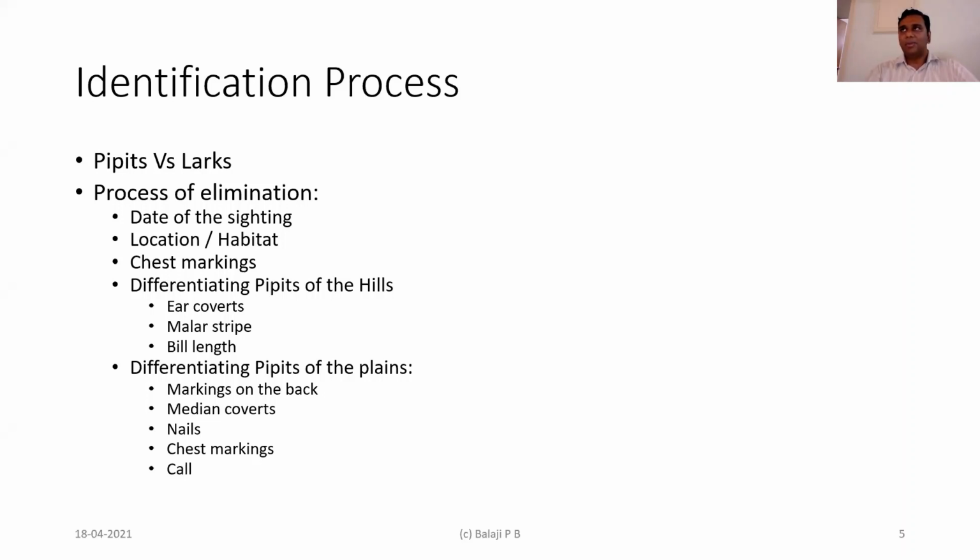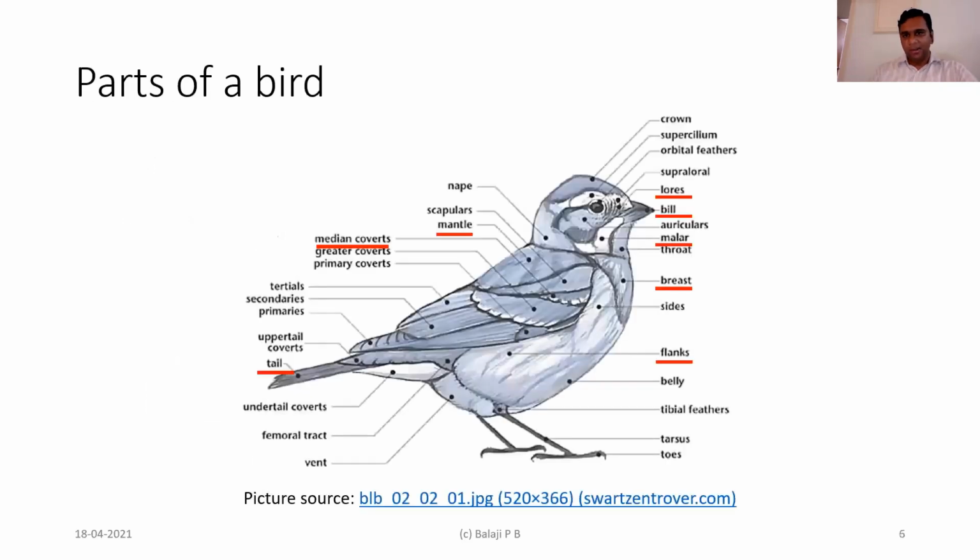Location and habitat where we are seeing them, whether you are seeing it in the hills, the high elevations, or in the plains, or the lower elevations. And some of the chest markings on the pipits. How do we differentiate the pipits seen in the hills? How do we distinguish the pipits seen in the plains? This is something that you don't find in any typical textbook. This is something that I've come up with in the process of making this presentation. So if there are any questions, I'll be happy to take them towards the end.